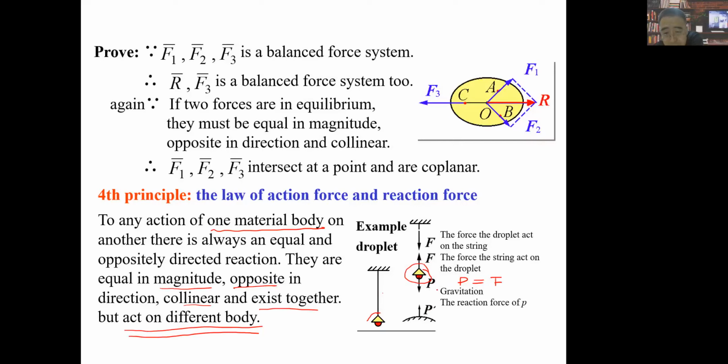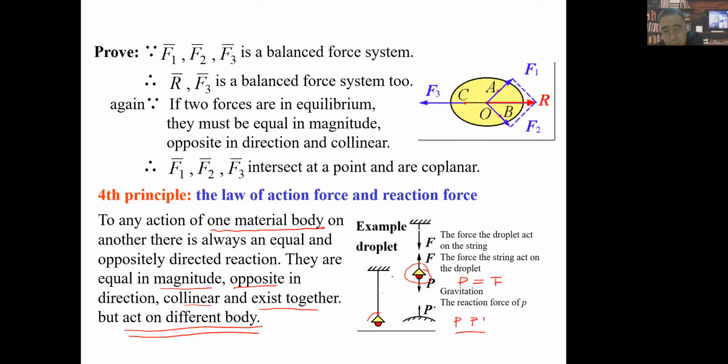But you can see there is a P and another P prime. Because actually, this gravitational force is acting on the object by the Earth. The Earth has an attraction force on this lamp. So actually, this lamp also has an attraction force on the Earth. So this P and P prime are a pair of action and reaction forces.